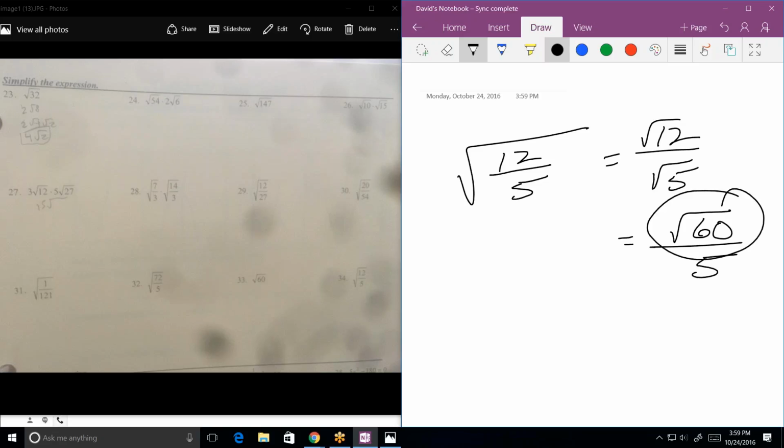Now, can that be simplified? Is there a way to pull a perfect square number out of that? About 4. Okay. So that's 2 root 15 over 5. And that's your answer. In other words, I could break down the root 15 further, but there's no advantage in doing it. It becomes root 5 times root 3, and there's no other root 5 anywhere. So I wouldn't do that.